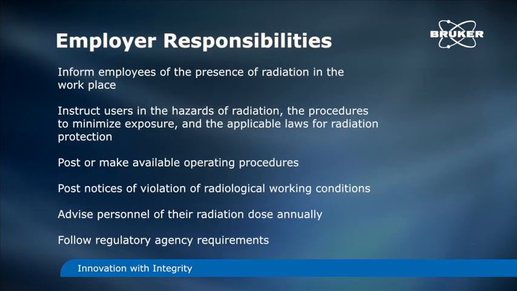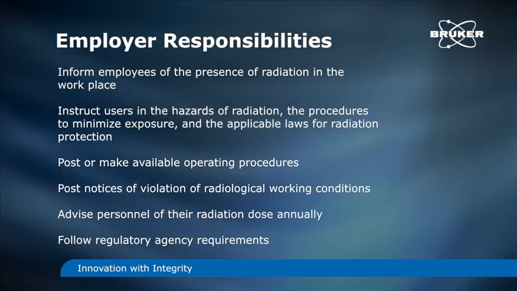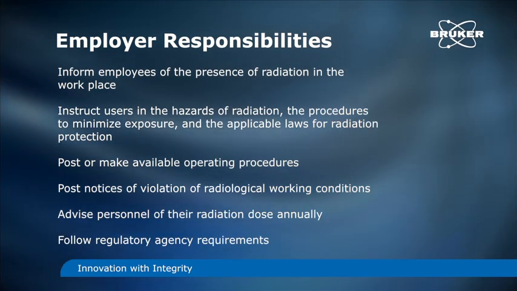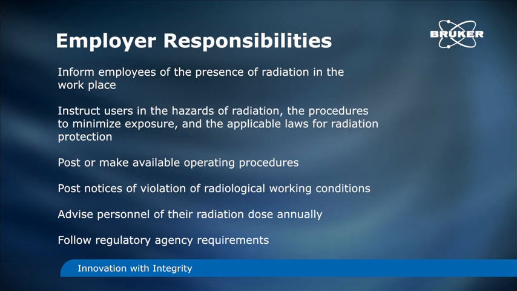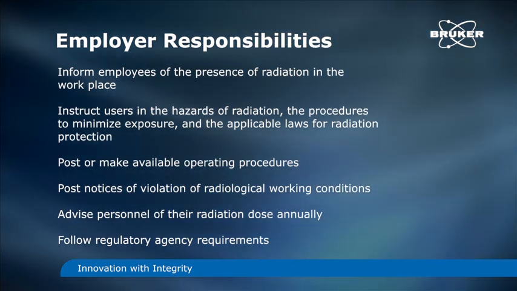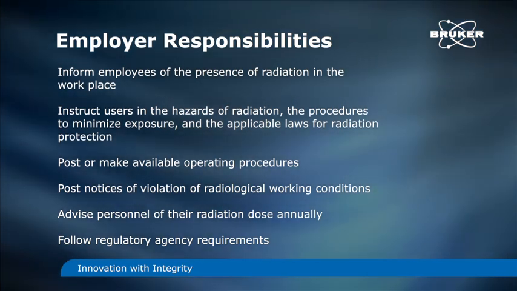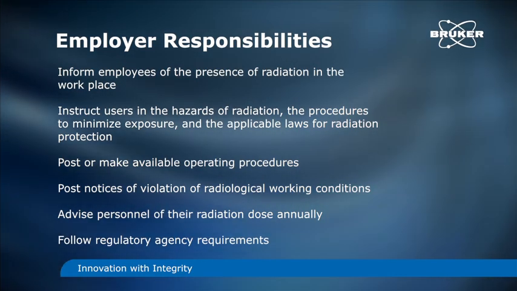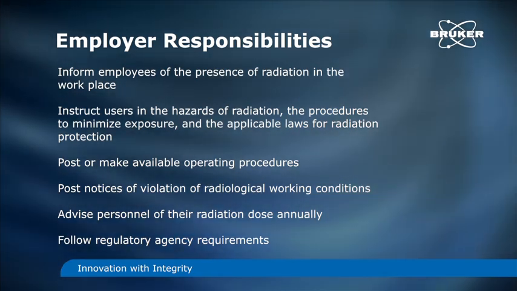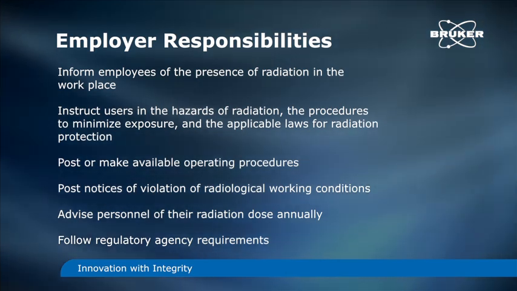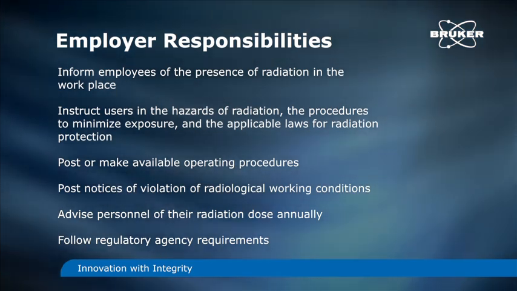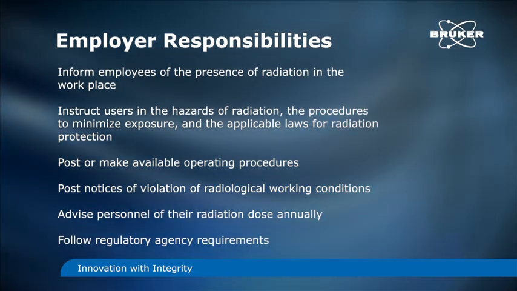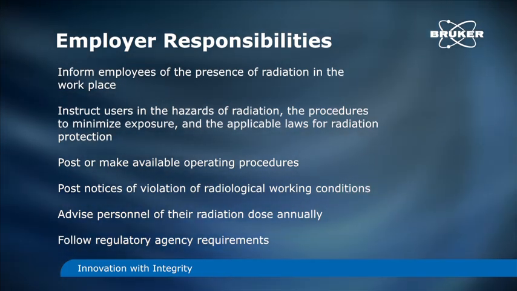The employer has the responsibility to inform employees of the presence of radiation in the workplace, instruct users in the hazards of radiation, the procedures to minimize exposure, and the applicable laws for radiation protection. Post or make available operating procedures. Post notices of violation of radiological working conditions. Advise personnel of their radiation dose annually.